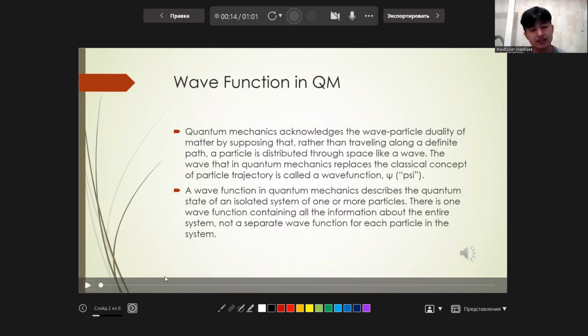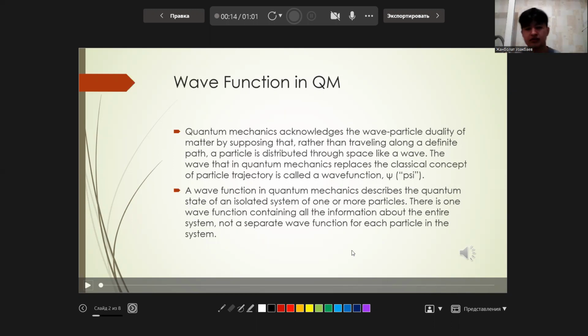So, the wave function in quantum mechanics analogizes the wave-particle duality of matter by supposing that rather than traveling along a definite path, a particle is distributed through space like a wave. The wave that in quantum mechanics replaces the classical concept of a particle trajectory is called a wave function.